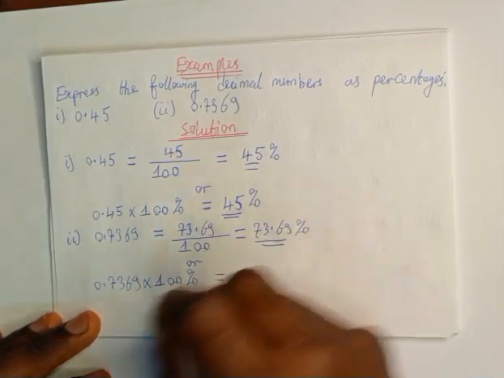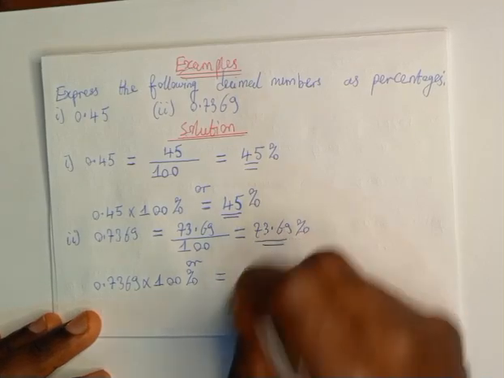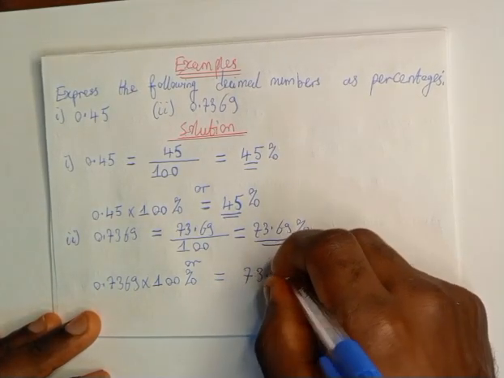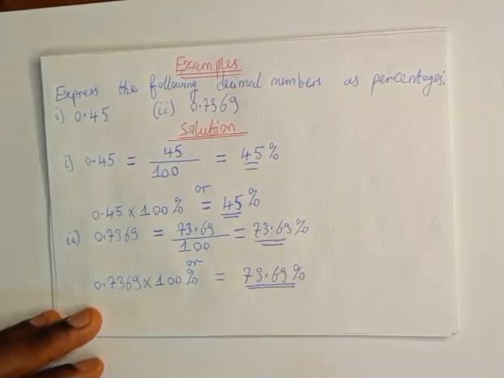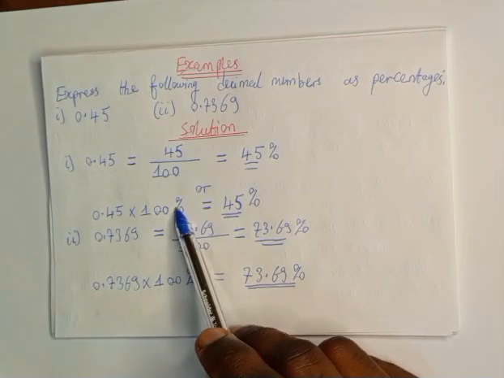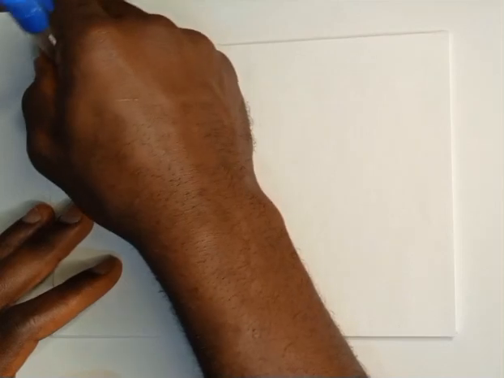Or, if we make use of the second approach, we are going to multiply 0.7369 by 100%. This will simply be equal to 73.69%, moving the decimal point 2 places to the right. You see that if you choose to make use of the first or the second approach, you will still have the same results. We go now to C.